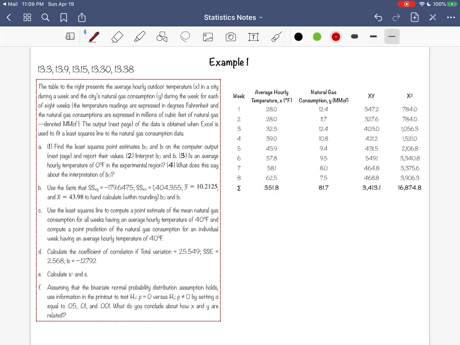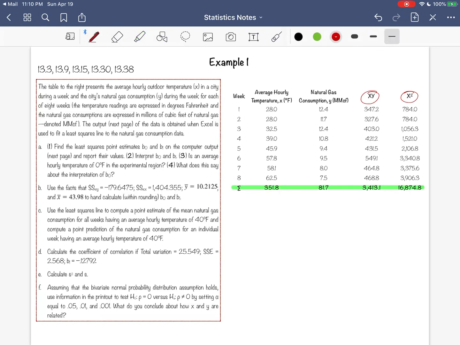Usually you're going to be given a column for X and a column for Y. And this is where the tedious part comes in. I took the time to calculate X times Y, and I took the time to calculate X squared. And then at the end here, I have added all of them up. So this line is the summation of each column.